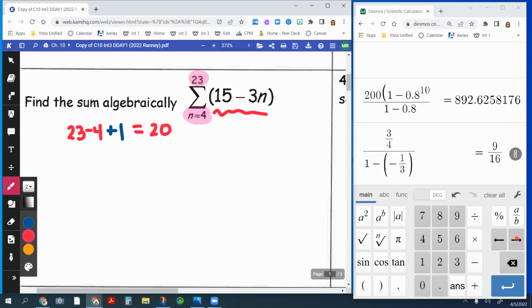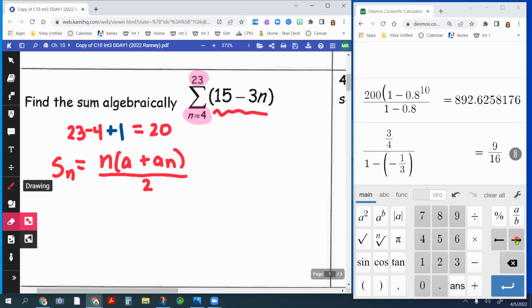Okay. And I'm going to be using the formula S sub n is equal to n times the quantity A1 plus A sub n, all over 2. Now, when I say A1, I really shouldn't say A1 because in this case, it's really going to be A sub 4, because that's the first term. And when I say A sub n, it's going to be A sub 23 because that's the last term. So I need to find my first term, which in this case is my 4th term. So I'm going to go 15 minus 3 times 4. That's 15 minus 12, which is 3.